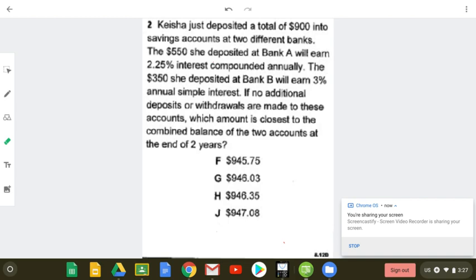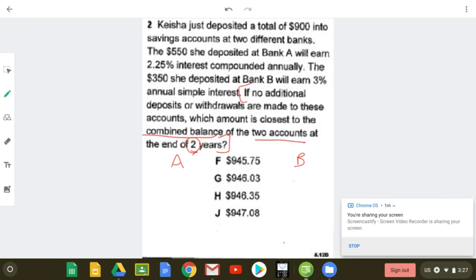Okay, so there's a lot going on here. What we've got to do is break this down into two separate parts. The first thing I want to do is go to the question and look at what it's asking. It says I want to know the combined balance for these two accounts at the end of 2 years. So what two accounts do I have? I have a Bank A and I have a Bank B.